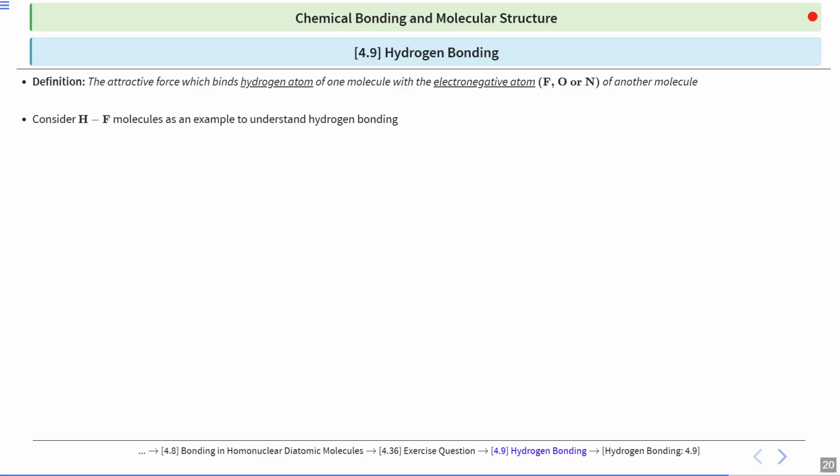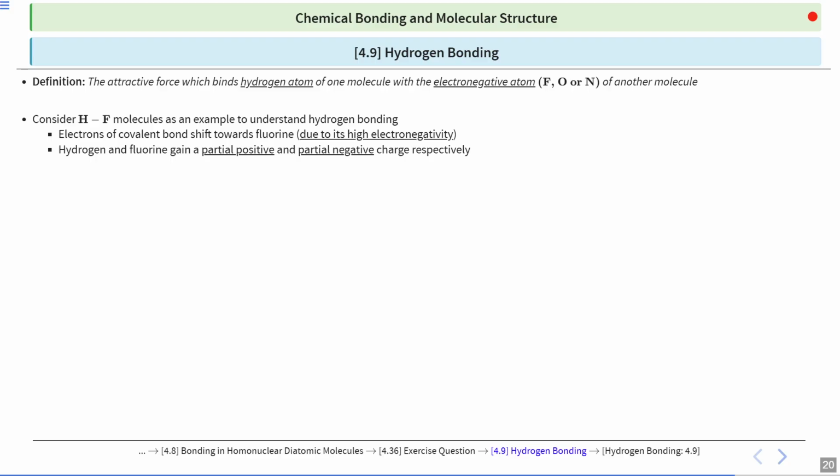Let us try to understand this definition with the help of the HF molecule. If you look at the HF molecule, it has a covalent bond. Due to the high electronegativity of fluorine, it bears a delta negative charge, whereas hydrogen bears a delta positive charge. If you consider two molecules individually, they will attract each other because the fluorine has a delta negative charge and the other molecule's hydrogen bears a delta positive charge, so they will interact with each other due to electrostatic interaction.